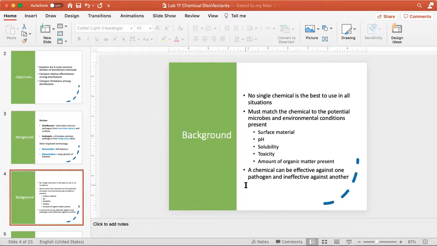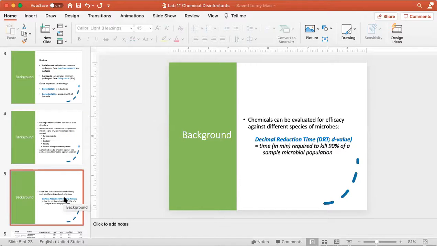So a chemical can be really effective in one situation under one set of circumstances and be really ineffective in another. So we have to know what they can do and what their limitations are. So I mentioned at the beginning of the lab today that there are tests we can do to evaluate disinfectant chemicals in terms of how good they are, again, in certain situations.